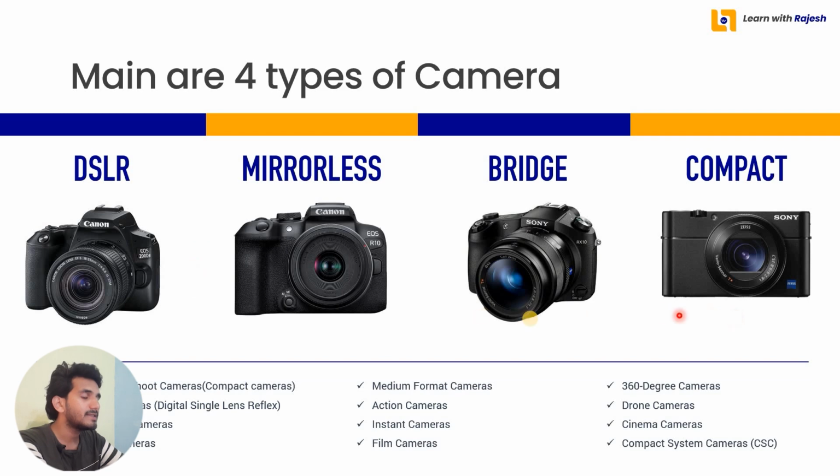So yes, these are the 4 types of camera. You will see what kind of camera you want. You can research more about these cameras, and if you want this kind of camera, you can also search for it. But the drone and the action camera are not relatable to here, so that's why I'm not discussing these cameras here.